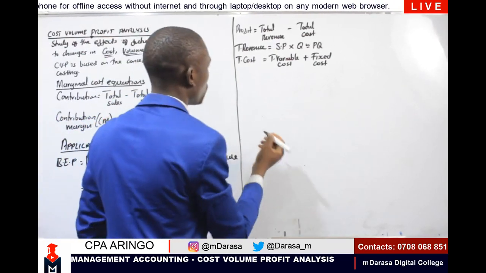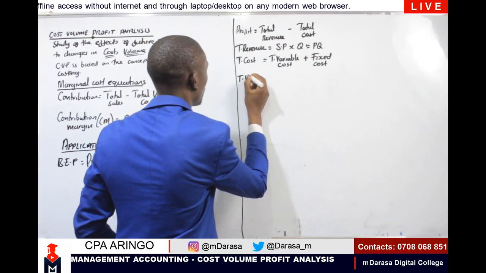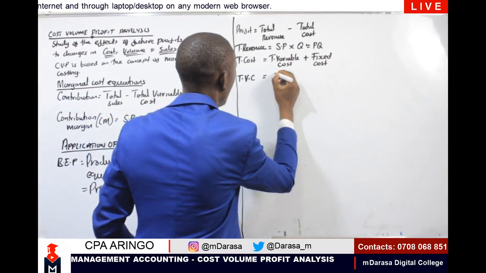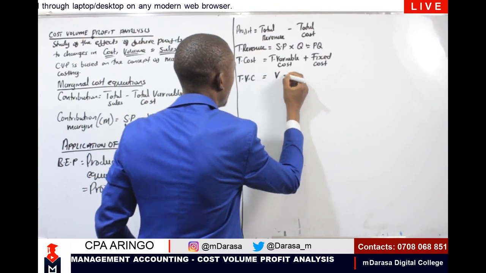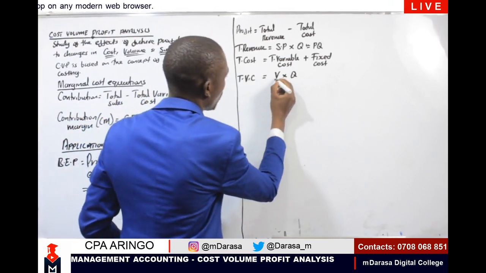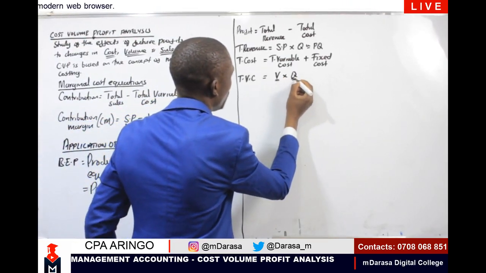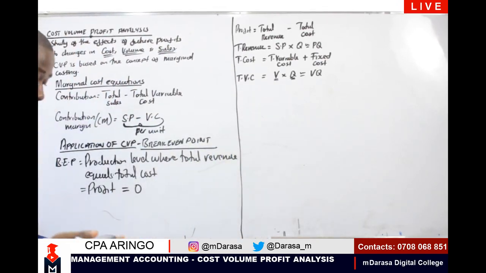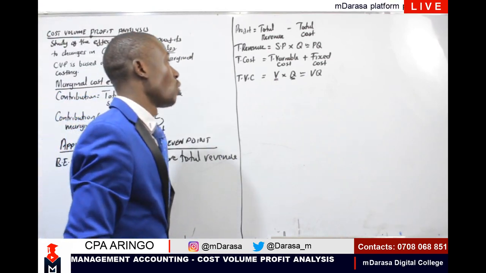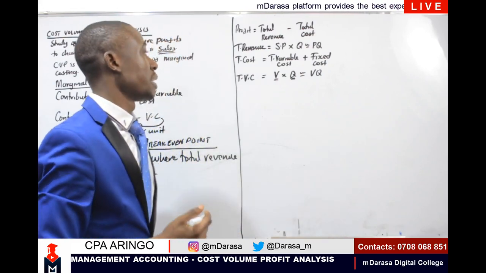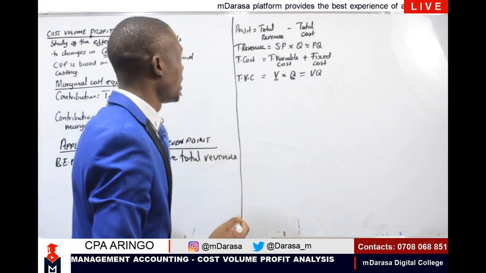But again, how will you determine our total variable cost? To determine our total variable cost, we talk of variable cost per unit times the number of units. Ideally, we are talking of VQ. That is the aspect of variable cost per unit times number of units.